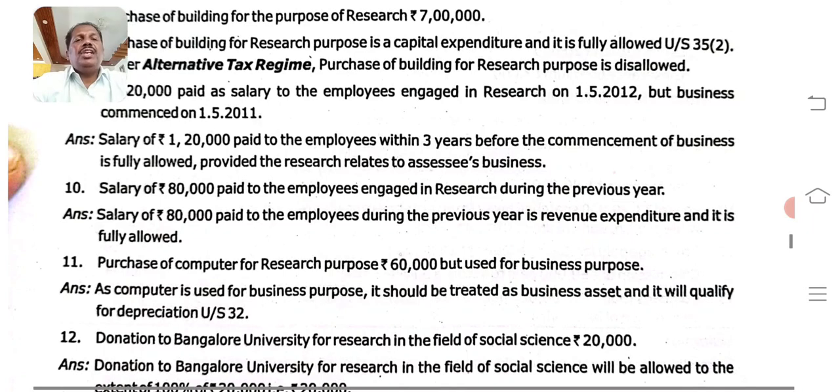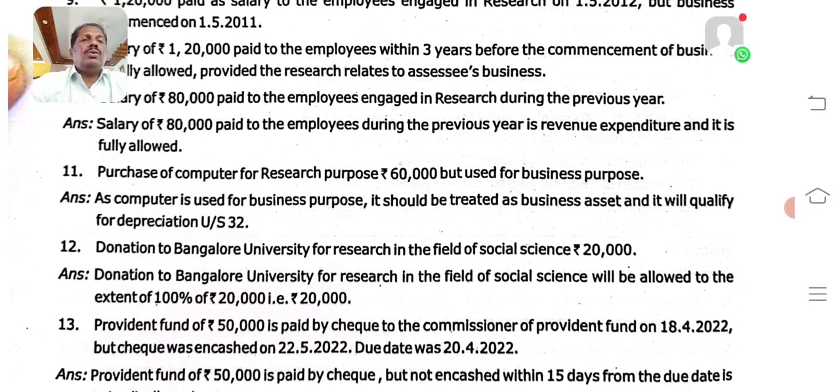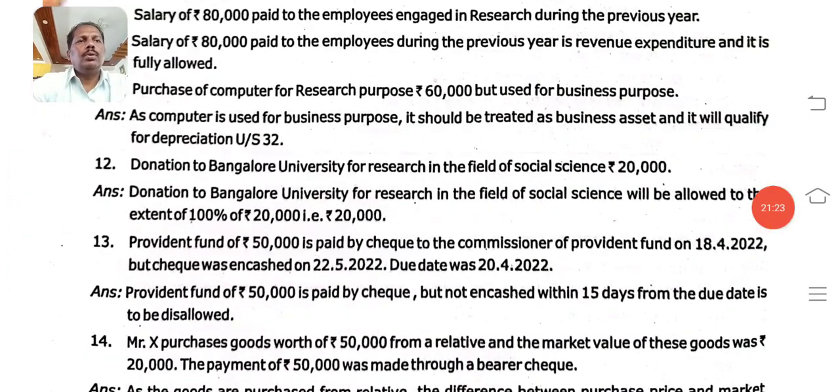Even salary of rupees 80,000 paid to an employee engaged in research during the previous year, that is revenue expenditure, it is fully allowed. Even purchase of computer for research purpose 60,000 but used for business, so it should be treated as business assets. It will qualify for deduction. So donation to Bangalore University for research in the field of social science, so it is allowed 100%.